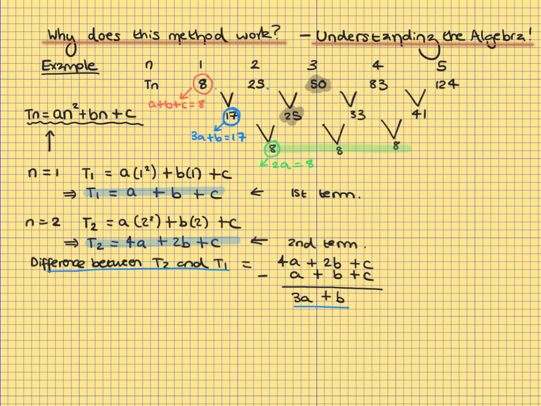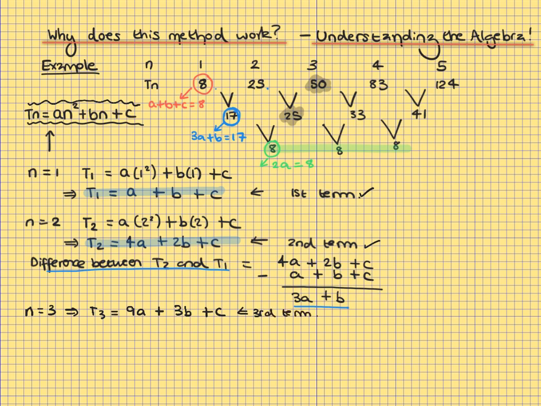We already know that the first term is t1, which is a plus b plus c, and we know that the second term is t2, which is 4a plus 2b plus c. So let's find the third term. We need to substitute n equals 3 into our formula for Tn. So we're used to doing this now. n equals 3 gives us t3 equals 9a plus 3b plus c. And that's the third term.